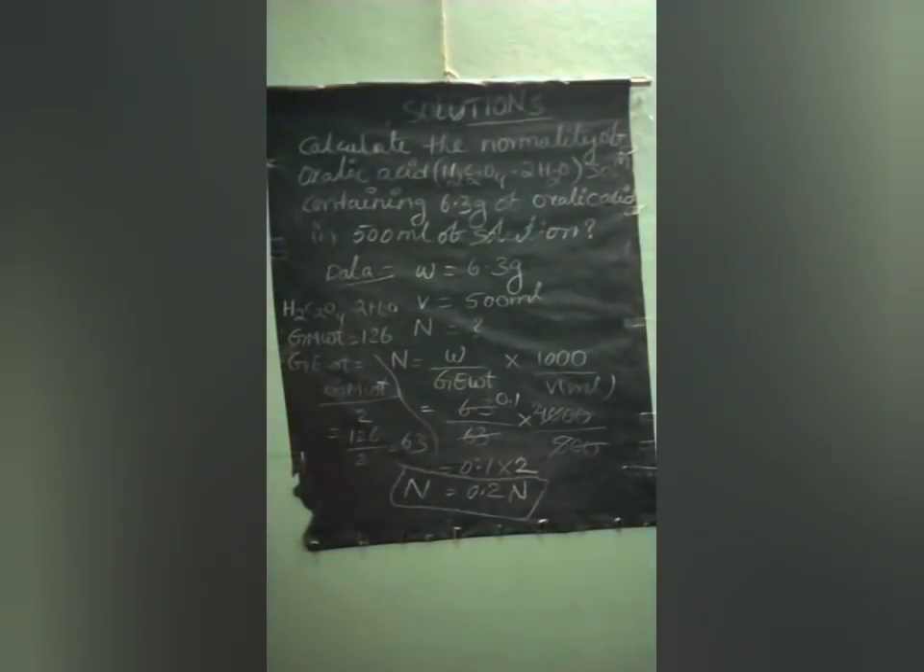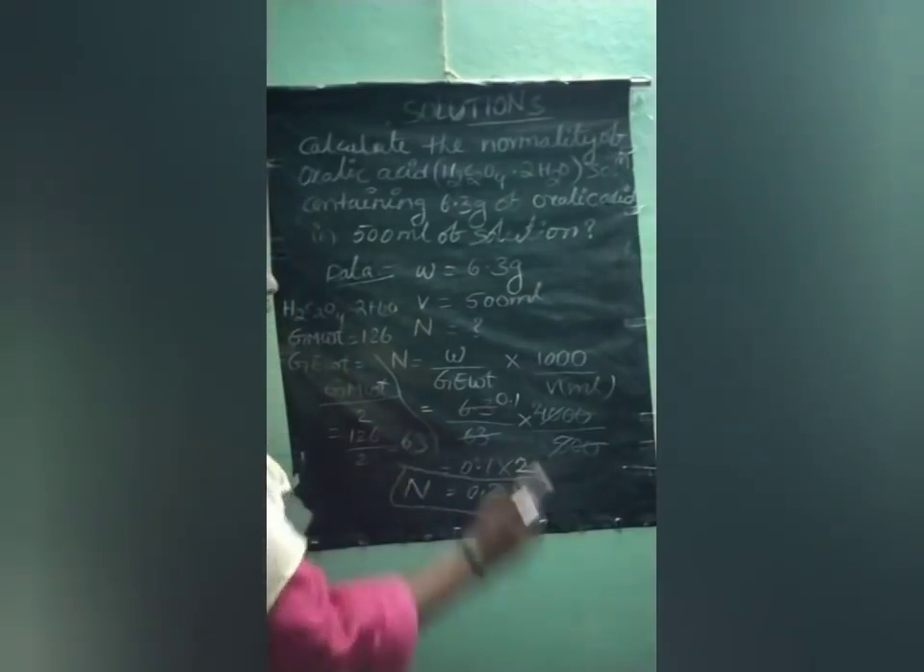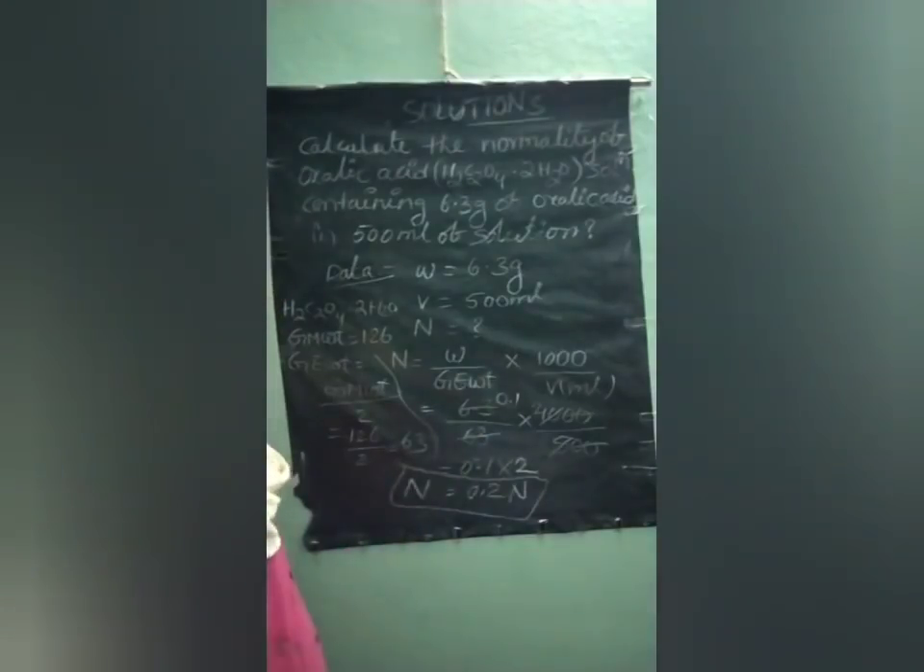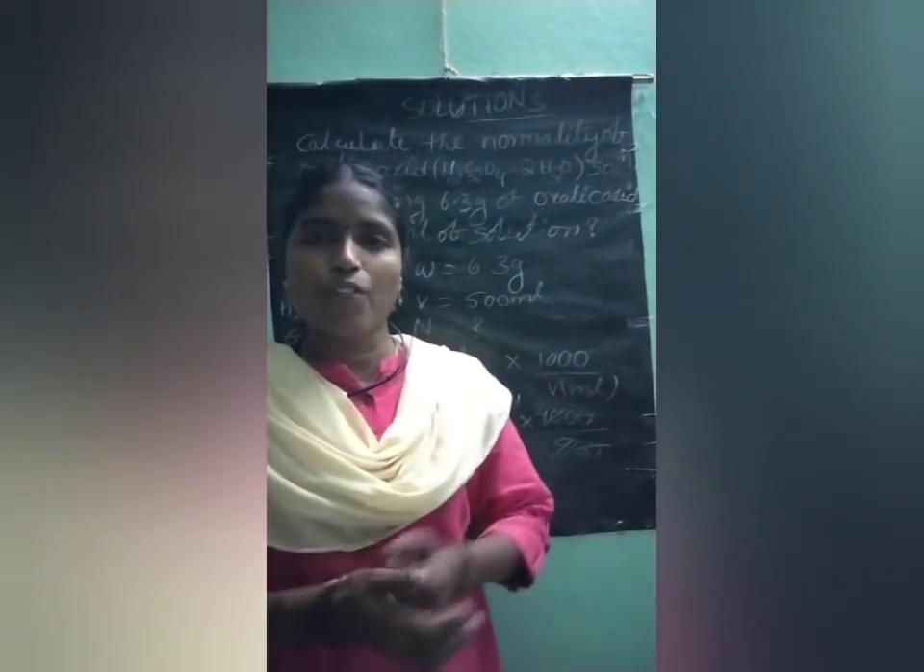Let us see again. Calculate the normality of oxalic acid in a solution containing 6.3 grams of oxalic acid in 500 ml of solution. The data is: weight of the oxalic acid is 6.3, volume is 500 ml, and we need to find the normality. The formula is normality is equal to weight by gram equivalent weight into 1000 by volume in ml. Substitute all values and we get the normality. This is the final topic in the concentration of solutions.